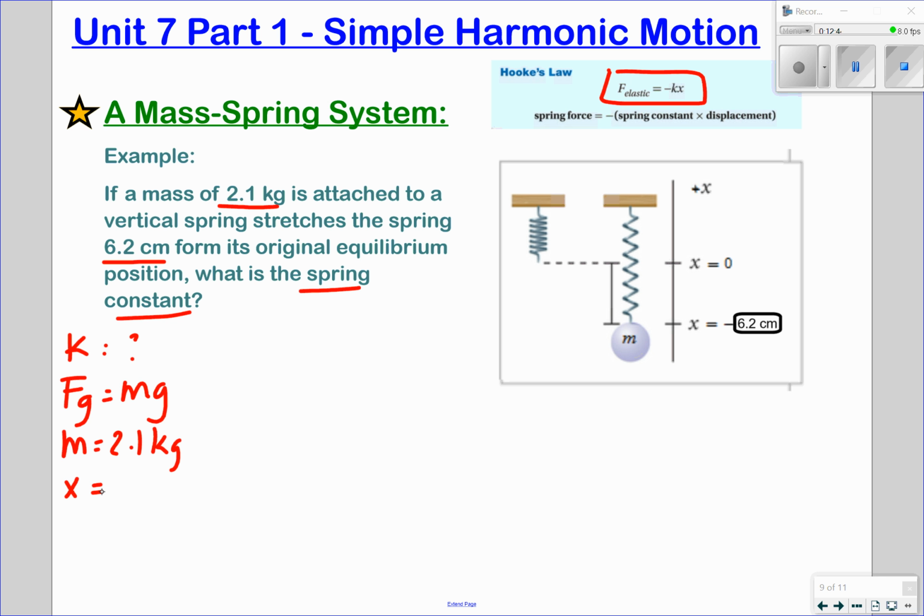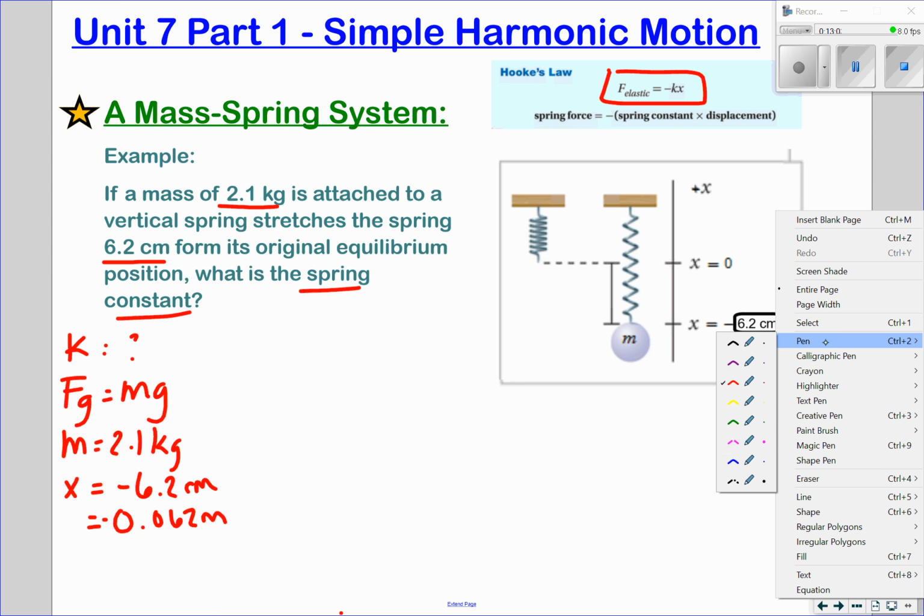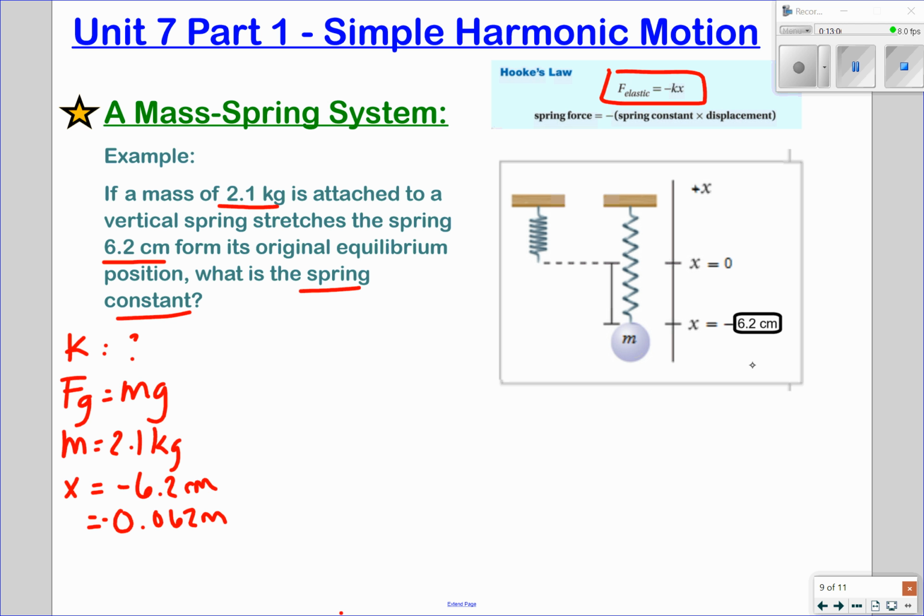Notice it's down away from the equilibrium position, so they're going to go ahead and use a negative 6.2 centimeter value. Now we're going to convert that to meters and use that value. So as we substitute, let's take these values and plug them in. Our force is going to be force due to gravity, so we'll have 2.1 kilograms times 9.81 meters per second squared. That represents our force.